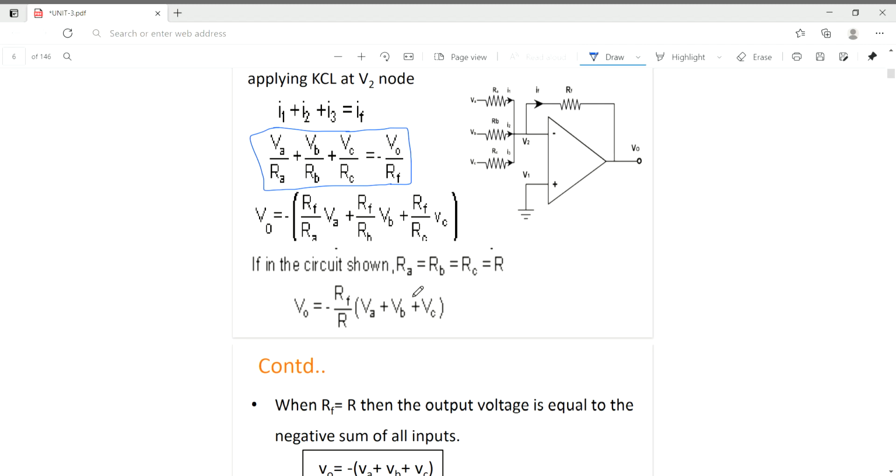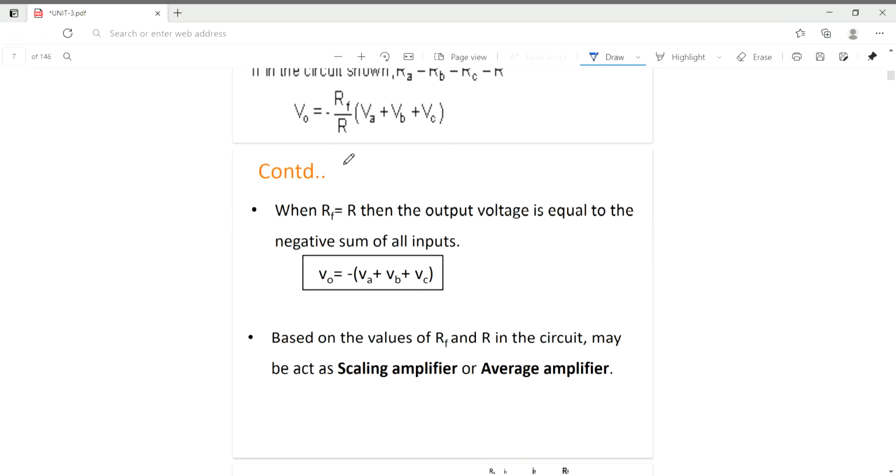If in the circuit RA, RB, and RC are equal to R, then the output voltage is simplified as RF by R into VA plus VB plus VC. And if RF is equal to R, which makes RF by R equal to 1, then VOUT is equal to negative of VA plus VB plus VC. The negative sign is there because we are applying the input voltages to the inverting terminal.